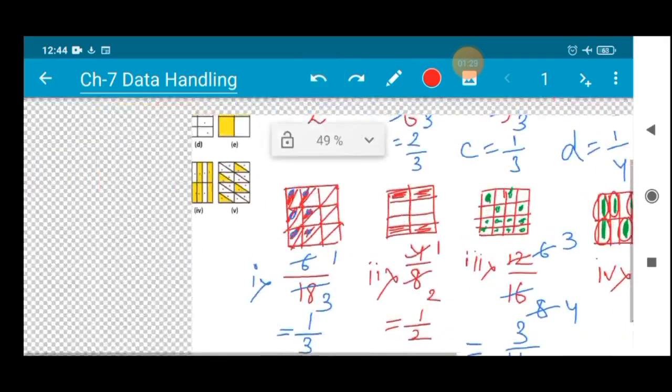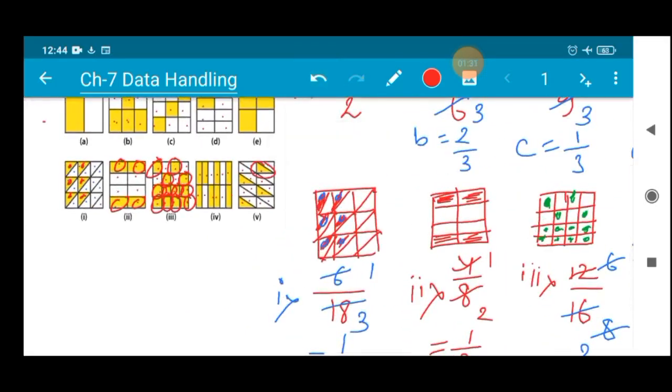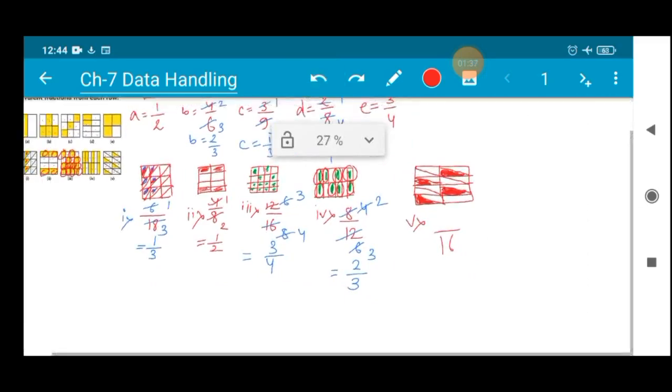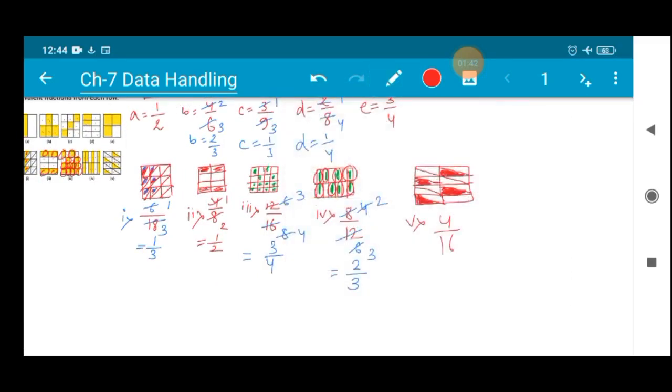Let us cross check it. 1 yes, 2 yes, 3 yes, and then 4. Yes, absolutely. So it is 4 by 16 parts are colored. Out of this 4 by 16 we can now reduce into the simplest form. Let me change the color. 4 1s are 4, 4 4s are 16. So it can be written as 1 by 4, isn't it?